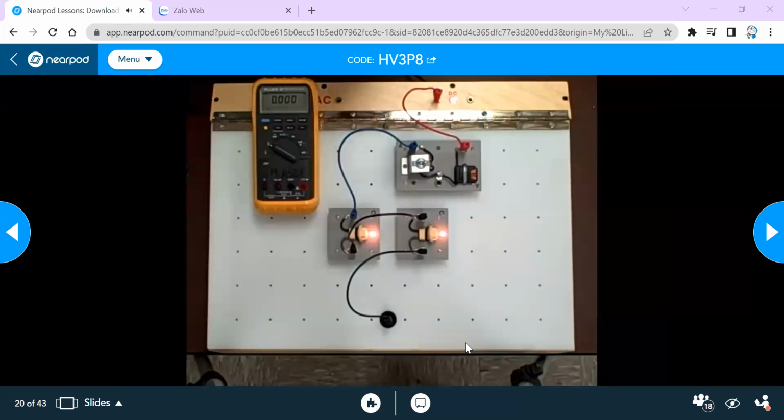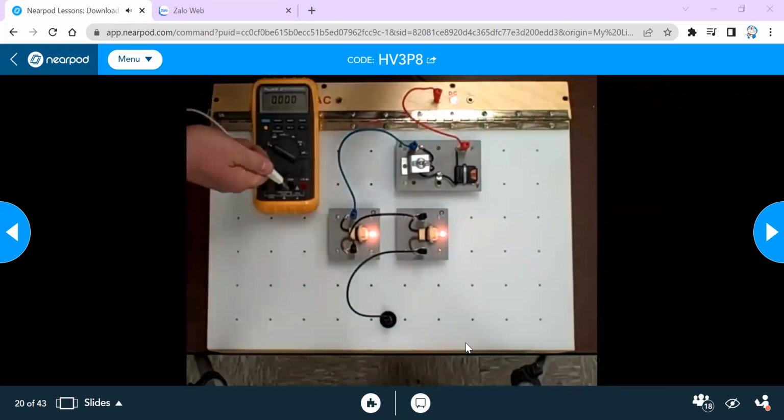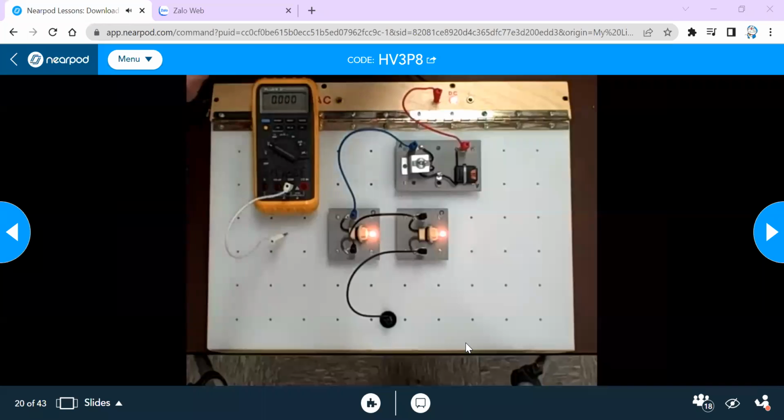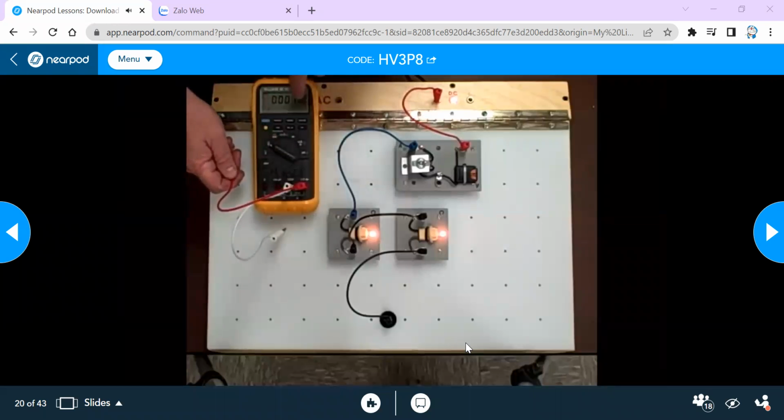In this case, we're going to use our meter. It's a voltmeter for right now. So I'm going to look at the voltage drop across this one bulb. In this case, I go to the COM port. Now, all these wire colors don't matter, so don't worry about that. We'll use the COM port and our volt port, DC volts.